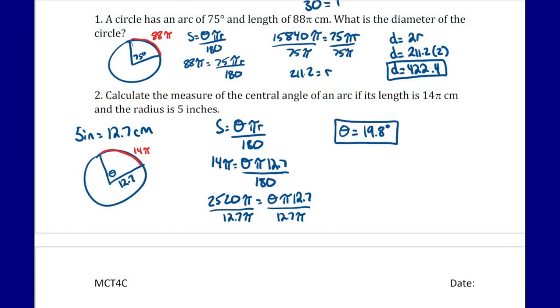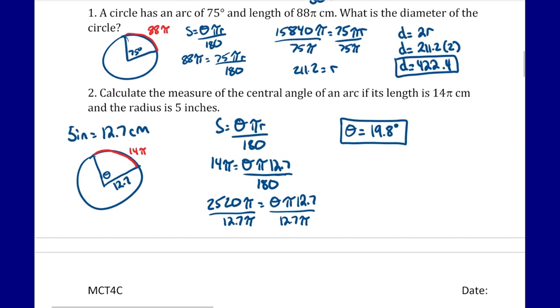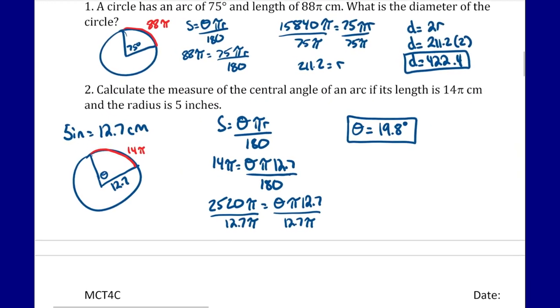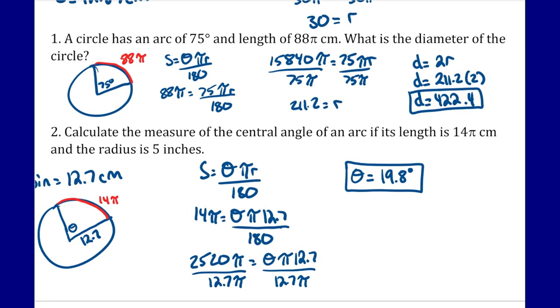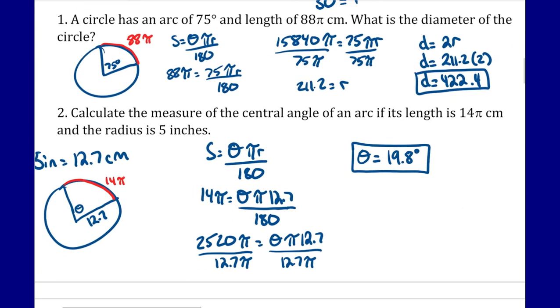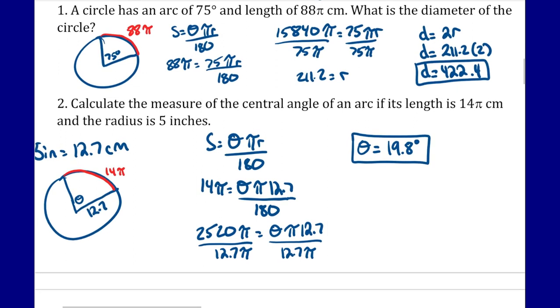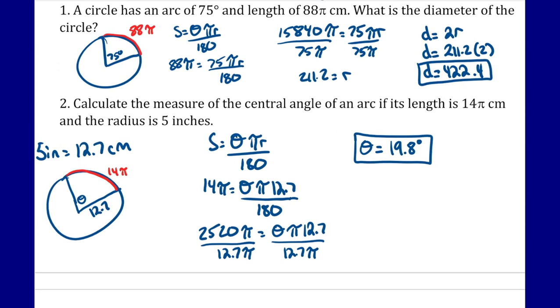So coming back to the two answers, this is what we should have. Just zoom in there a bit. So let's look at the first one first. One, a circle has an arc of 75 degrees and a length of 88 pi centimeters. What is the diameter of the circle? So I've just drawn a quick sketch over here just to help us visualize it. So I have my circle, I have my arc of 75 degrees, and I have the length indicated.